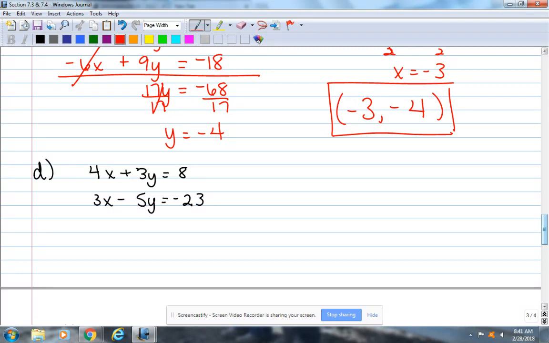So what do y'all think? Raise your hand if you think we should eliminate x's. Raise your hand if you think we should eliminate y. All right, let's do y. So I need them to be positive 15y, negative 15y, because that's the smallest number they both go into.